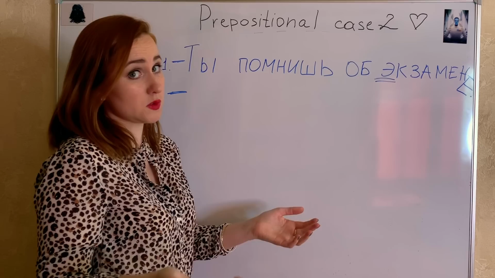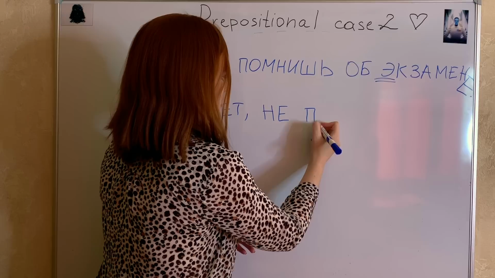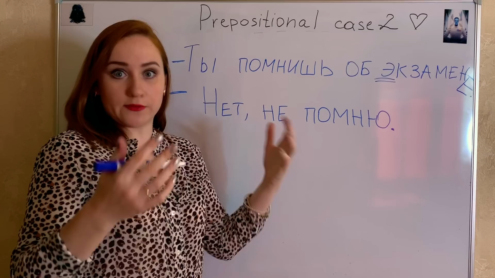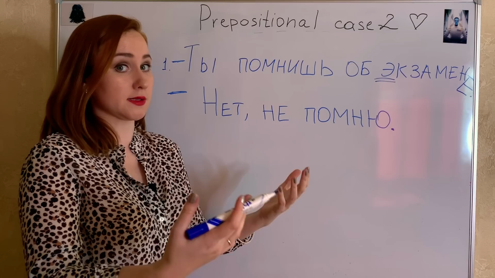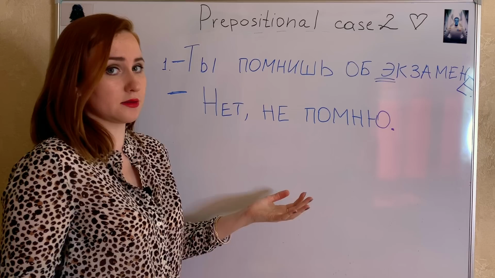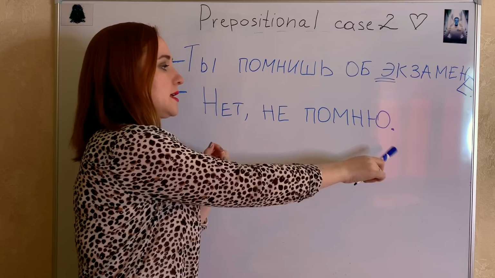And guess what? Oops! Нет. Не помню. I don't remember. In Russian, just like in English, you can give short answers. It will sound unnatural if you start answering with the full sentence. Нет, я не помню об экзамене. It will sound like in a theater, you know, some classical play. In Russian, you would say just usually нет, that's it. Or just не помню. It's like in English, no, I don't. Я не помню. Нет, не помню. The full sentence, of course, will be нет, я не помню об экзамене.